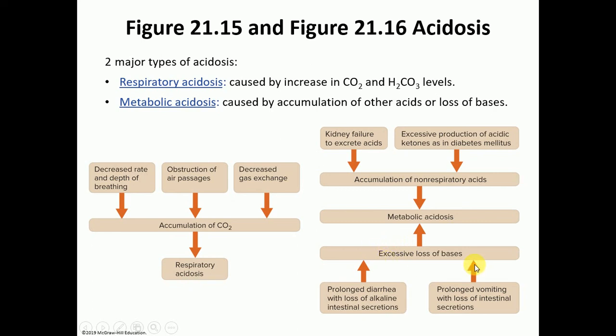Another cause would be the excessive loss of base. For instance, prolonged diarrhea. Diarrhea has a lot of the alkaline secretions that were made by the intestinal cells. So prolonged diarrhea with loss of that alkaline intestinal secretion can lead to a relative increase in hydrogen ions, or prolonged vomiting. With vomiting, the gastric juice is acidic, but prolonged vomiting would mean that not only did we get rid of the gastric contents, but we are also getting rid of intestinal contents through vomiting, and that leads to loss of these intestinal secretions that are again alkaline.